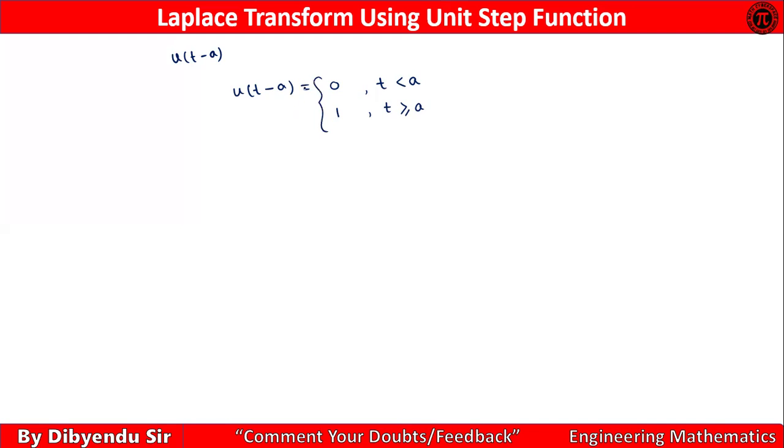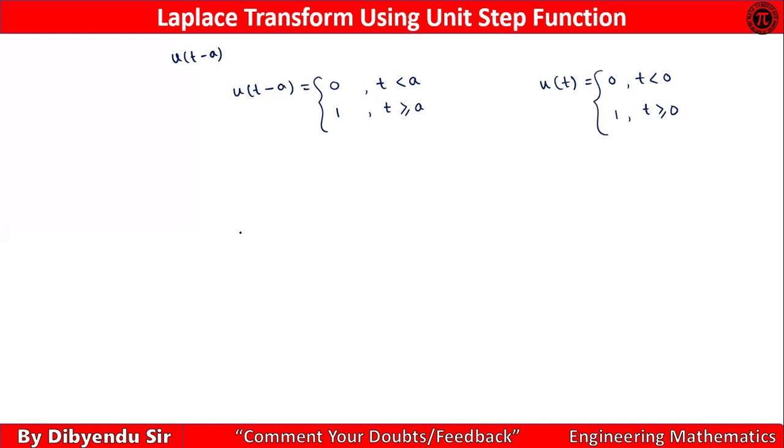So it is a function whose value is 0 when t is less than a, and 1 when t is greater than or equal to a. In particular, suppose this point a is the origin. In that case, the unit step function u(t) is equal to 0 when t is less than 0 and 1 when t is greater than or equal to 0.